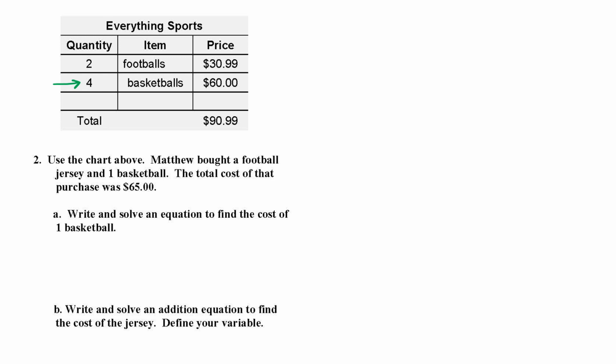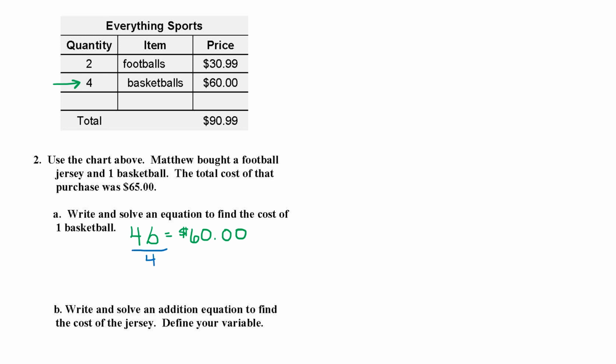So 4 times whatever price a basketball is, and we don't know, so we're going to use B as our variable. I'm writing my B slanted so that it doesn't look like a 6, equals $60. So this equation would tell us how much a basketball costs. So let's figure out how much a basketball costs. I'm going to change the color of my pen here.